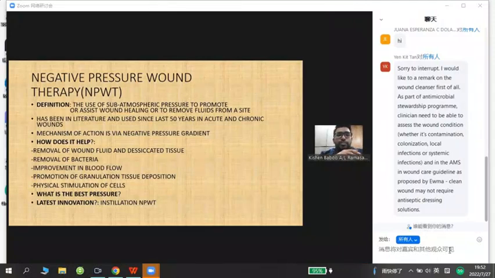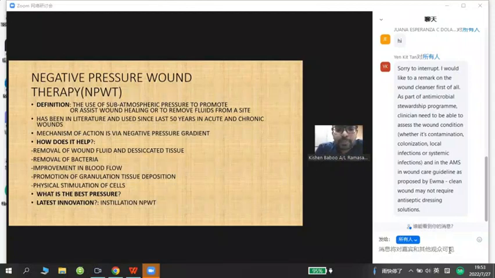So how does it help? It removes wound fluid and desiccated tissue, removes bacteria, improves blood flow, promotes granulation tissue, and provides physical stimulation of cells. The usual standard pressure we use is 125 millimeters of mercury. However, it differs given the patient's age. We don't use such a strong pressure on newborn neonates. And when there are exposed vessels or exposed organs, we use low pressure, starting from even 50 to 20 millimeters of mercury. And the latest innovation which has come up in negative pressure wound therapy is instillation negative pressure wound therapy.